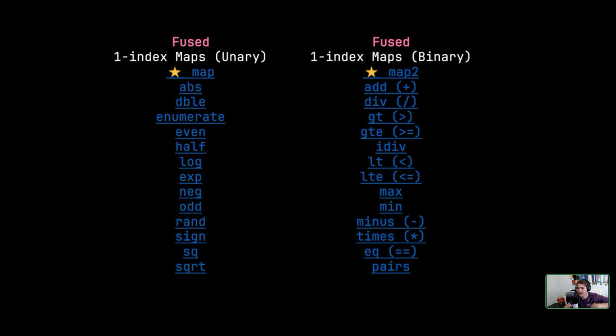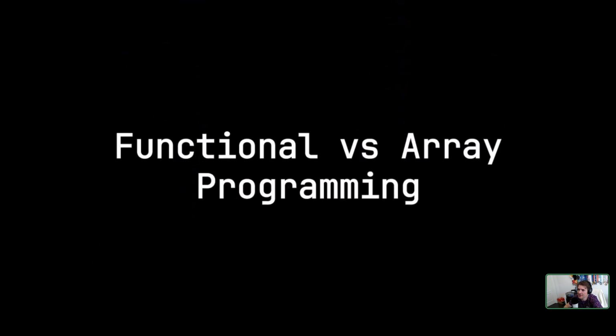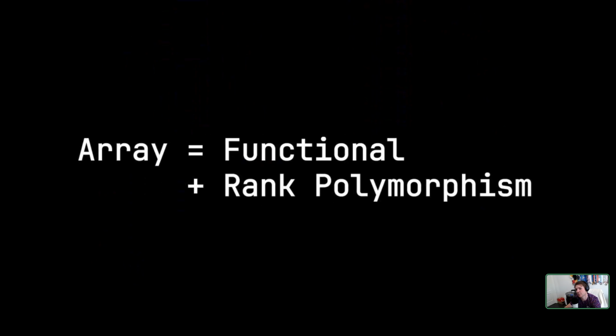So for the one index maps, both the unary and the binary, these work rank polymorphically, which is two really big words, but it's actually quite simple. And before we talk about that, this is where I'll address what is functional versus array. Originally this talk was called functional GPU programming. Then I've renamed it to array GPU programming. In my opinion, array programming, and this is with quotations because a lot of people would take issue with this, my mental model for array programming is functional programming plus rank polymorphism.